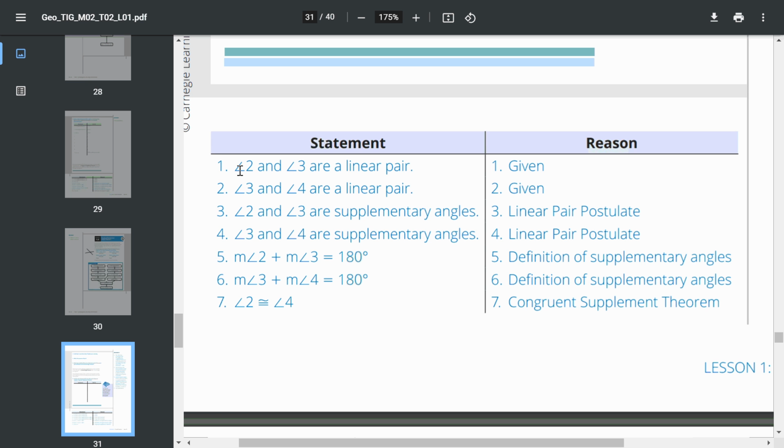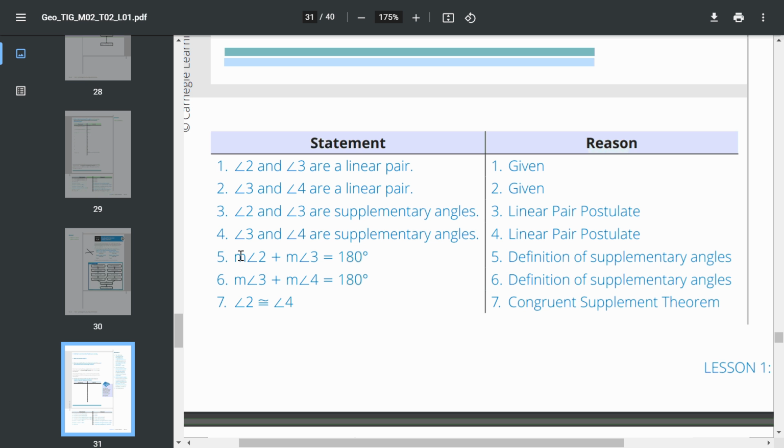Step 1, we know that angle 2 and angle 3 are a linear pair because that's given from our diagram. Angles 3 and 4 are also a linear pair given from the diagram. Therefore, angles 2 and 3 are supplementary angles because of the linear pair postulate, and same thing, angles 3 and 4 are supplementary angles due to the linear pair postulate.